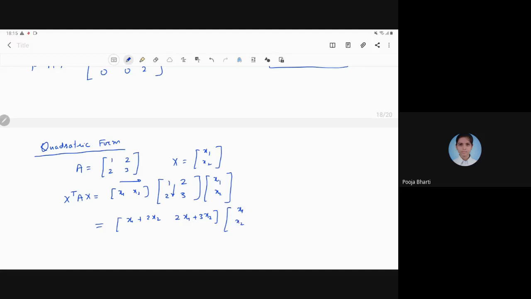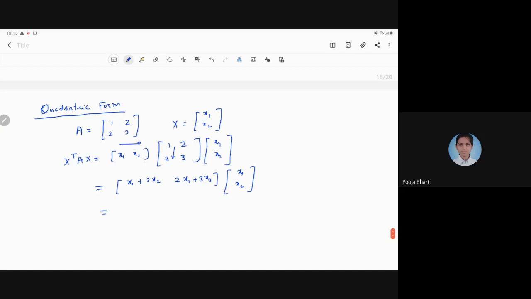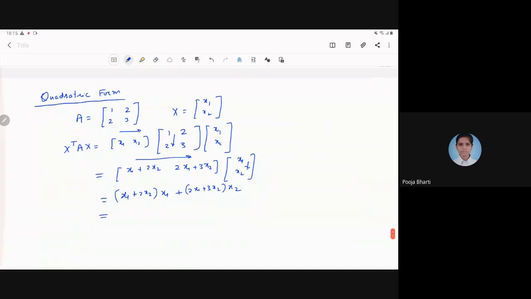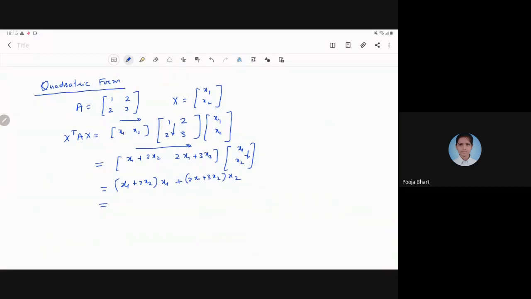Then x1, x2 as it is. Next, x1 plus 2x2 into x1. Now multiply this by this: plus 2x1 plus 3x2 into x2. Simplify it, see what you get. You get x1 square plus 4x1 x2 plus 3x2 square. Am I right?